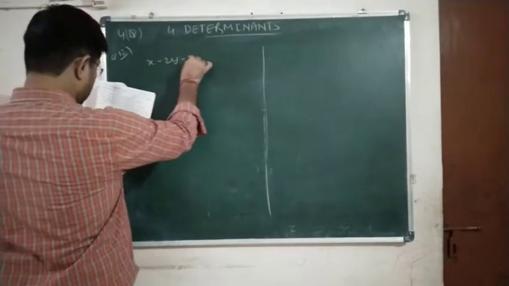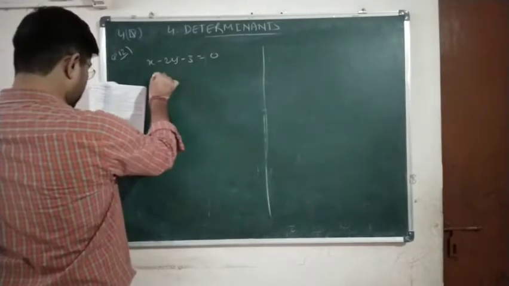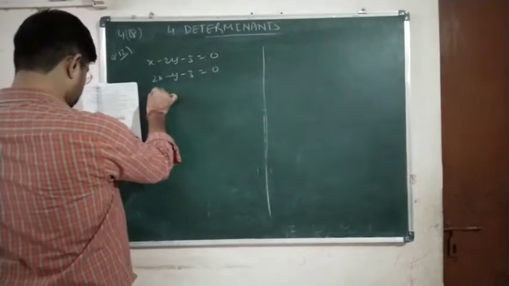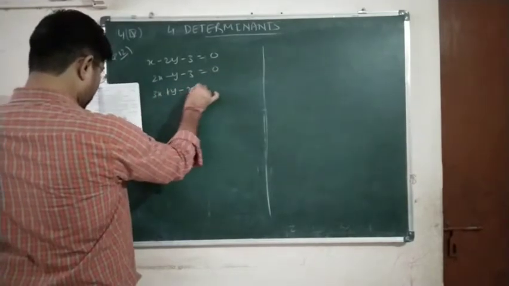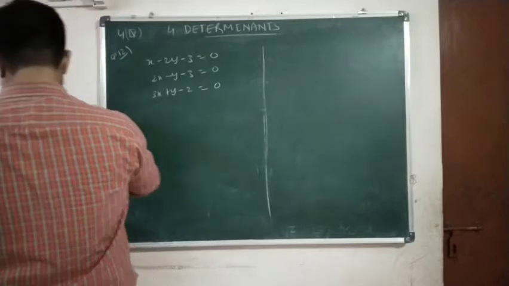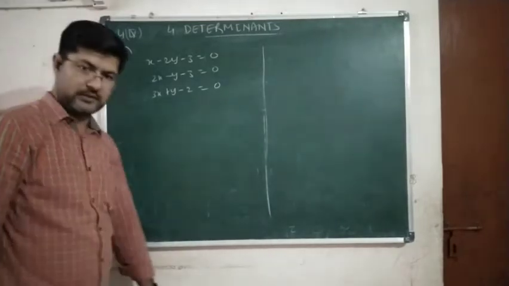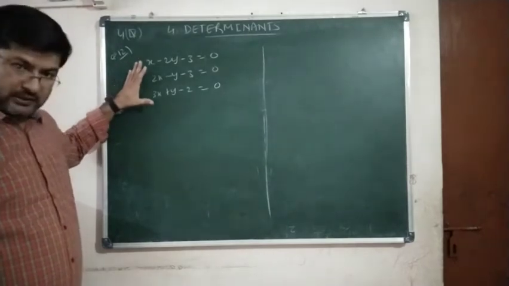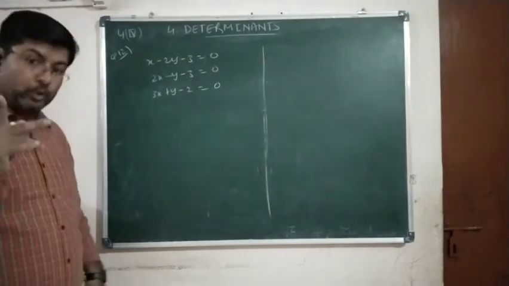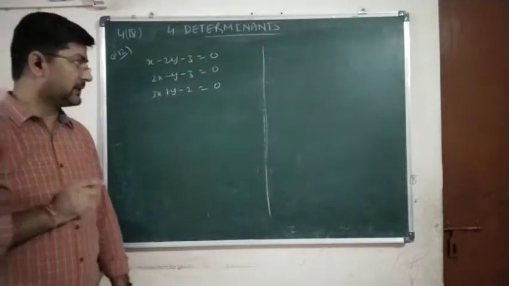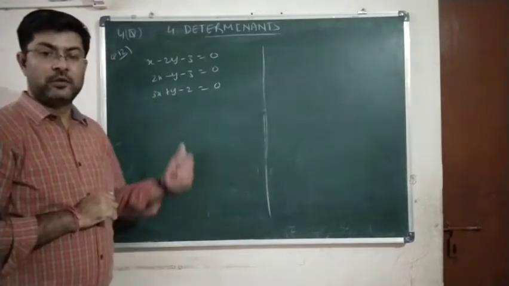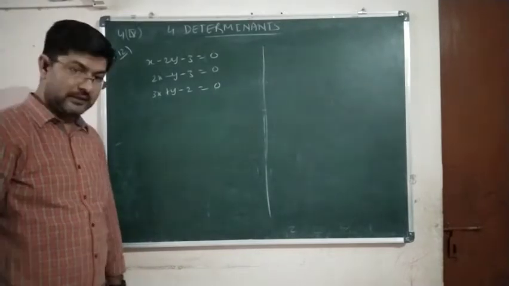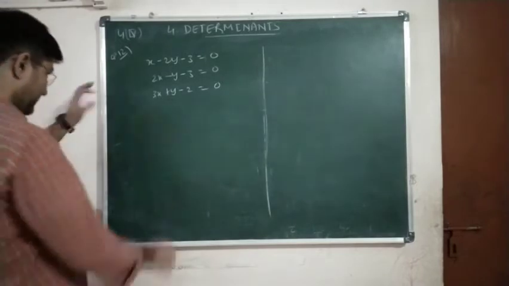x minus 2y minus 3 is equal to 0, 2x minus y minus 3 equals 0 and 3x plus y minus 2 equals 0. Okay, we have to show that the system is consistent. Carefully observe that you will find that this is a system of 3 equations in 2 unknowns. Yes or no? So recall the condition for the consistency. Okay, D must be equal to 0.